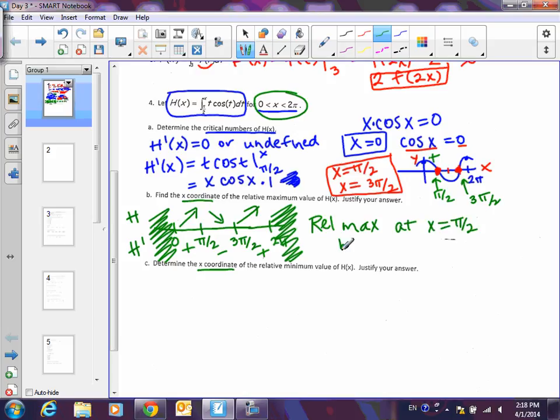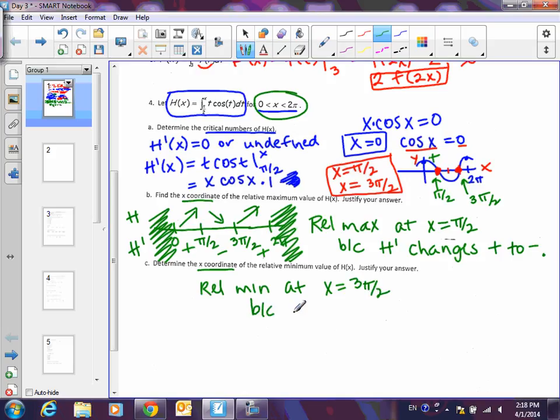We need to give a justification, so we would say because h prime changes from positive to negative. What would our relative min be? 3 pi over 2, for a very similar reason, because h prime changes from negative to positive.